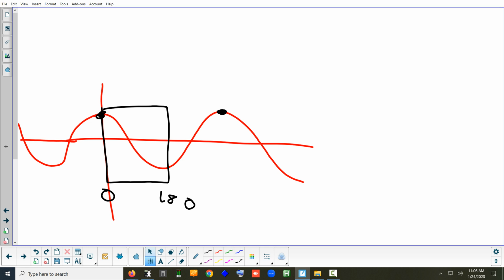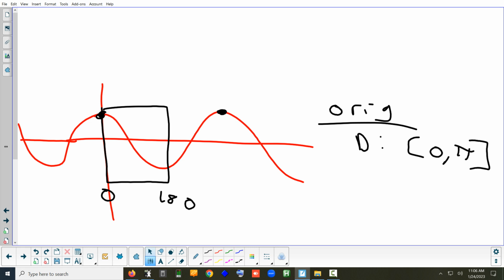So when we deal with inverse cosine, that's going to be our restriction. For the original, the domain is 0 to pi. Now this is the original, not the inverse. That's the restriction we need to use to pass the horizontal line test. And what's my range there? Negative 1 to 1. That's the original.